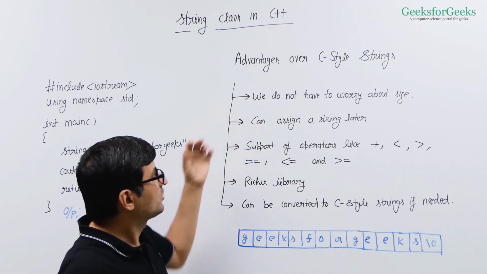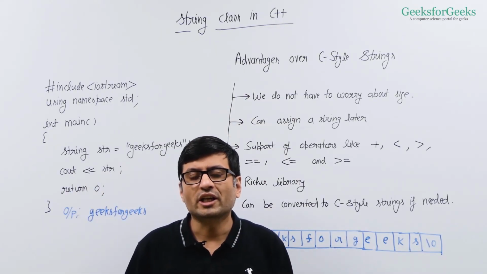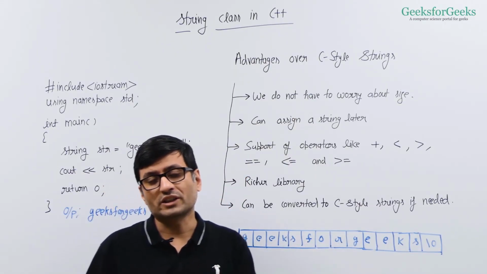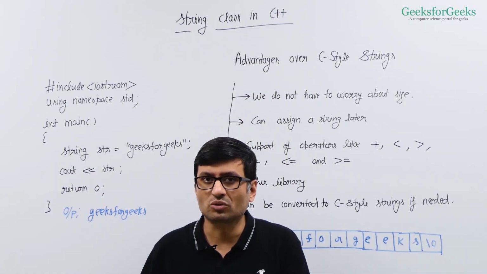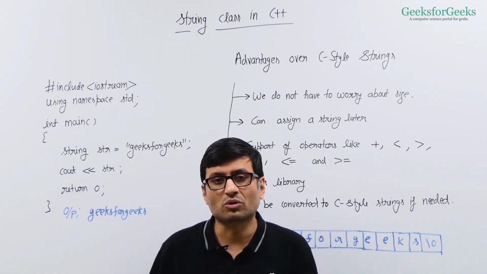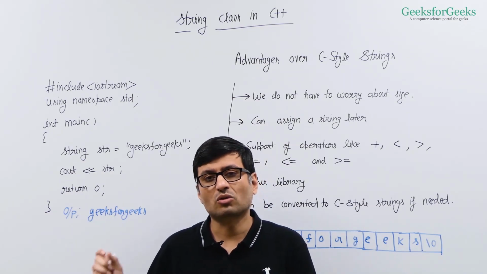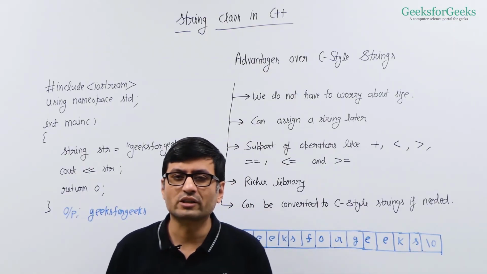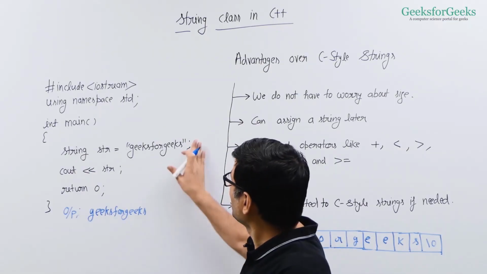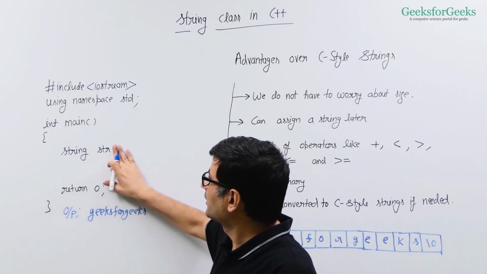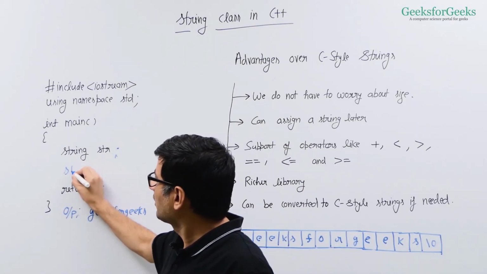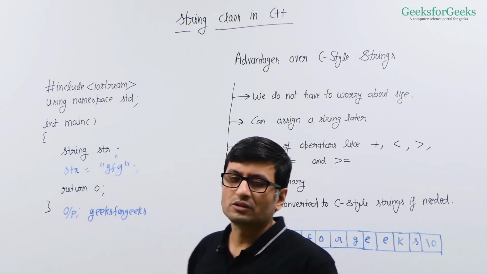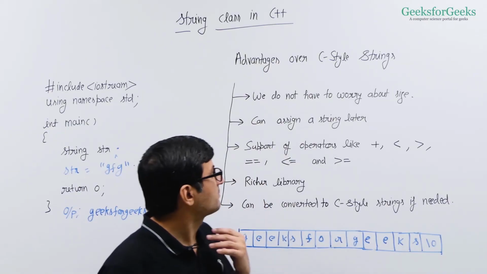The second advantage is we can create an empty string initially and then we can assign this string later. In C style strings, you first have to create an array of some size. You need to know the size in advance, and then you need to call strcpy function to copy a string or assign a string to this array. This is not required in C++. I can create an empty string first like this, and then I can assign it later by some value like gfg. So this is also an advantage of C++ style string.